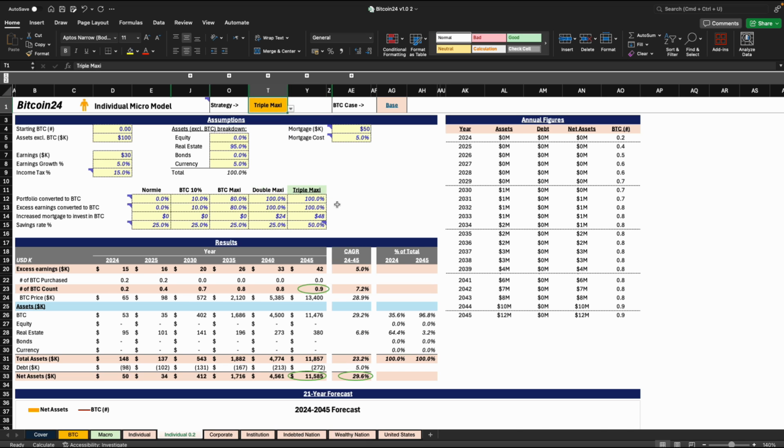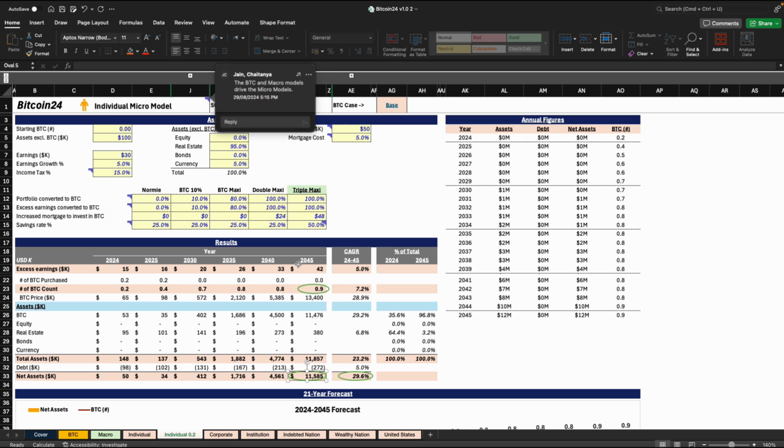Let's say he's a triple maxi, then yeah, he's even taking more mortgage. It will be at $11 million by 2045. So the whole point of this is for you to work around with it. It's really fun and it's really interesting to do it.